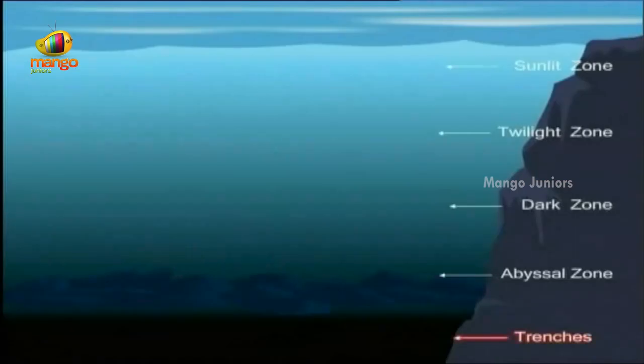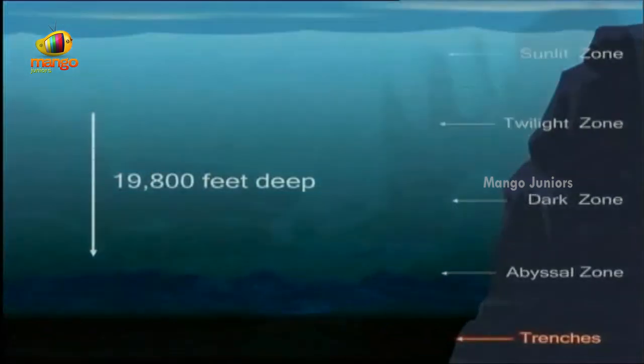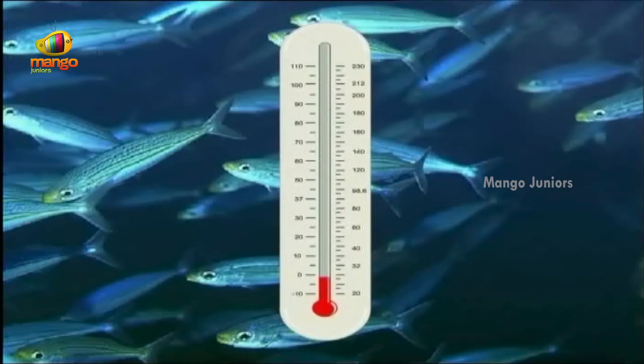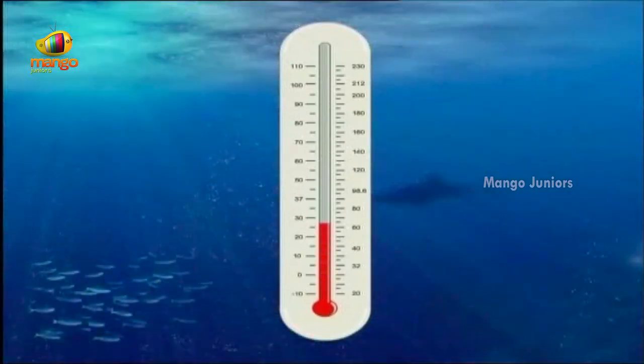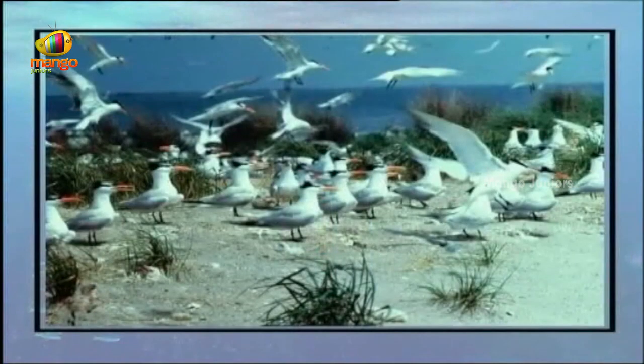There is another zone below the dark zone, the abyssal zone. In this layer, the mud is made from the skeletons of other small sea animals. The mud can be more than a mile thick. And last come the trenches that are over 19,800 feet deep. The water here is freezing cold, and only animals that are adapted to the freezing water can survive in this layer. Temperature is one of the major factors that affects where sea creatures live.